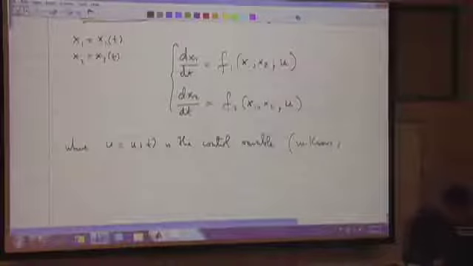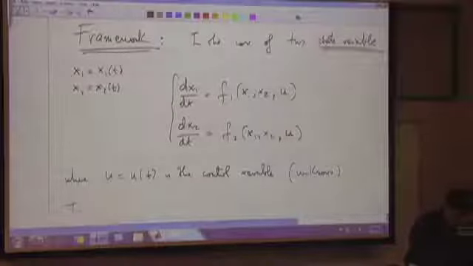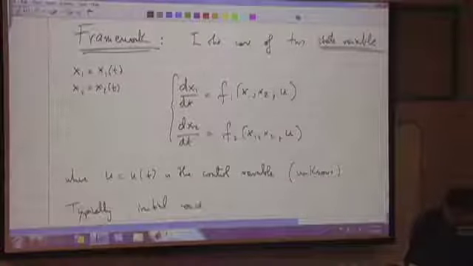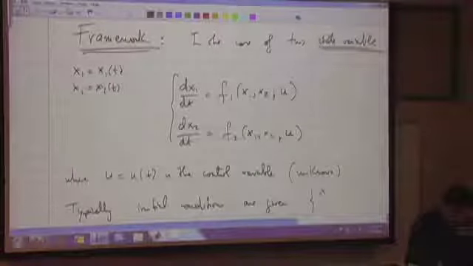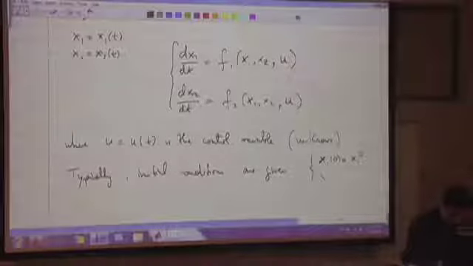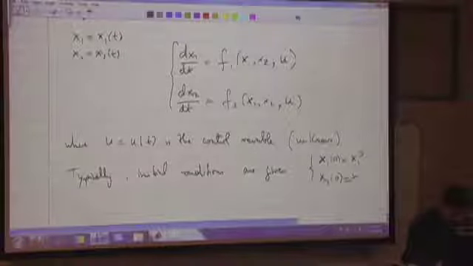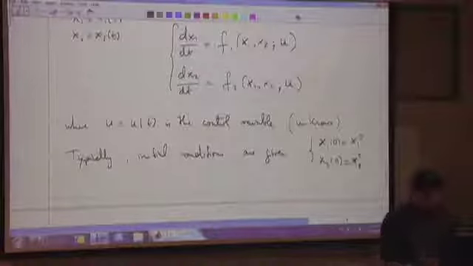So typically, initial conditions are given, and those are independent of control. Those are x1 at 0 and x2 at 0. You know what your initial condition is, where your system is at time 0. Okay?